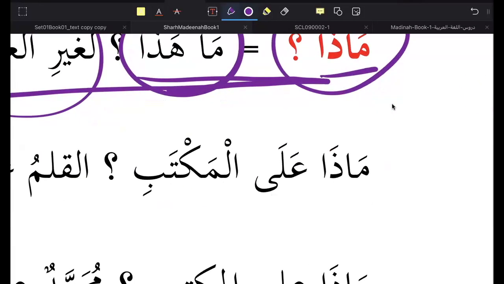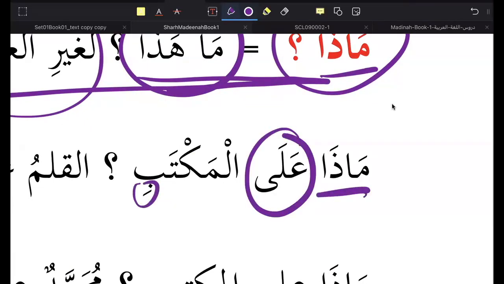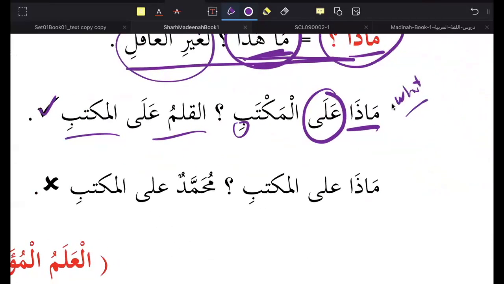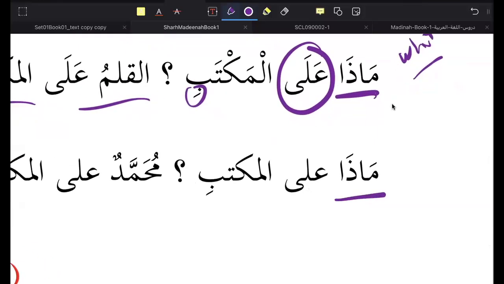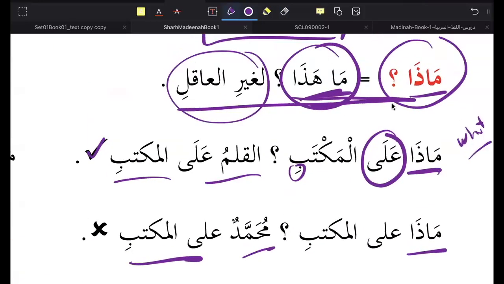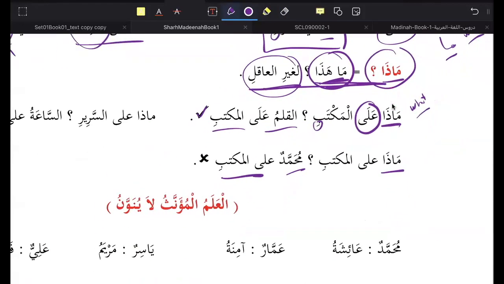So for example, if somebody asks ماذا على المكتب, you're asking what is on the desk. So ماذا here comes with the meaning of what. Then what would be your answer? القلم على المكتب. Okay, so this is correct. Meaning he's trying to say that you cannot say ماذا for a human being. You cannot say ماذا على المكتب, and the answer is Muhammadun ala al-maktab. This is a mistake. Why? Because Muhammad is a human being. We learned that mada is for a non-human being.